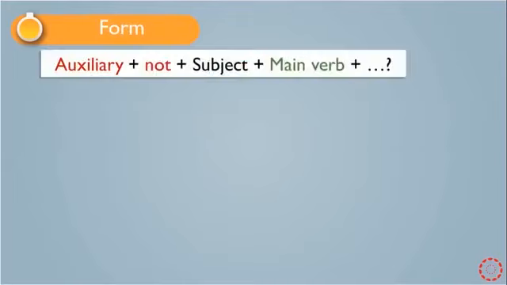What is the form of negative questions? This is the general rule of negative questions. At the beginning we have auxiliary or auxiliaries and not, and then we have subject. After the subject we have main verb, and then we have the rest. We write the rest of the sentence, but be careful, we have a question mark at the end.